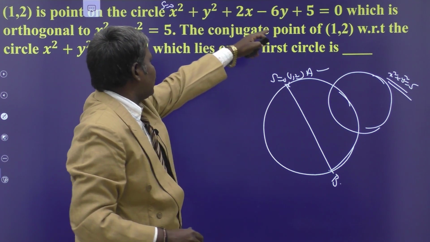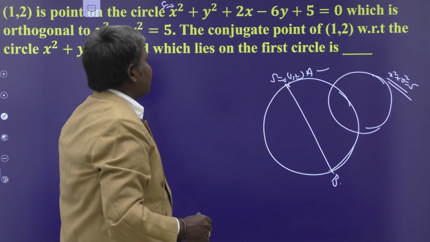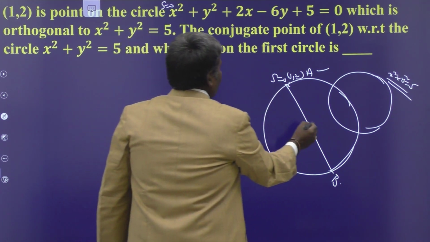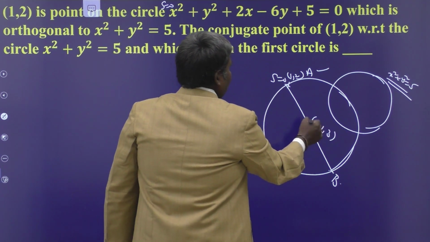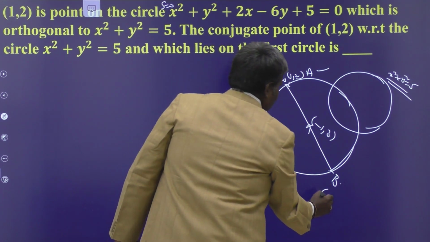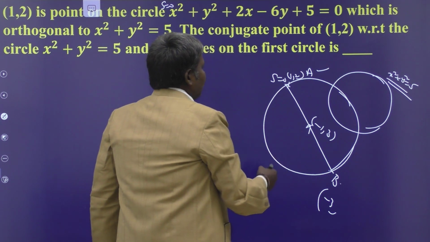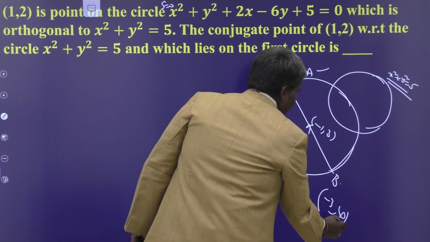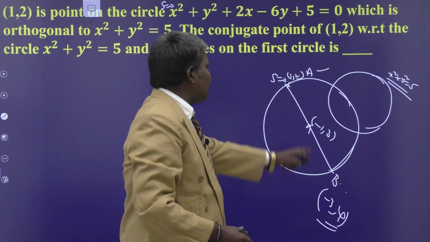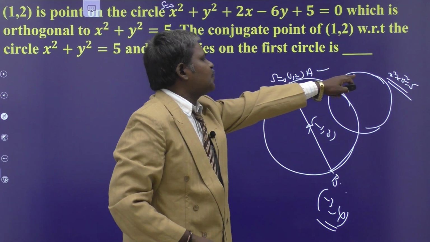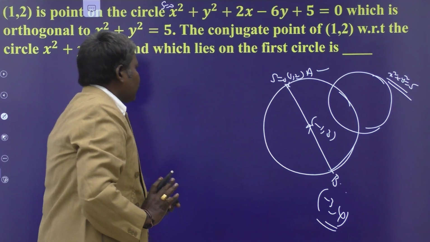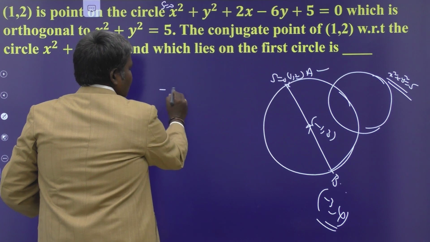What is the circle? x² + y² + 2x - 6y + 5 = 0. What is the center of the circle here? (-1, 3). Multiply by 2 and subtract that point, you get the other end. That means -2 - 1, that is -3, and 6 - 2, that is 4. (-3, 4) is the other end of the diameter. This is the conjugate point to (1, 2) with respect to the circle x² + y² = 5. So the answer is (-3, 4).